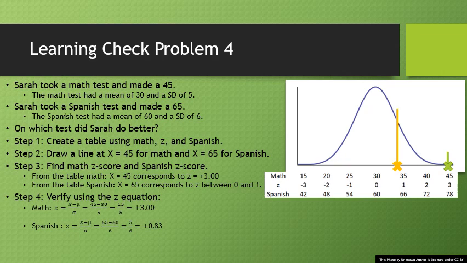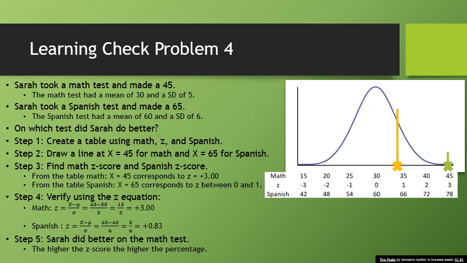So we can verify this using the z-score equation, and for math, we get z is equal to 3. For Spanish, when you put the numbers in, you get 5 over 6, which is a plus 0.83. So that also works out somewhere between 0 and 1. So which one did she do better on? Sarah did better on the math test. The higher the z-score, the higher the percentage. And a z-score of plus 3 is like 99.9% she made on that test. She did really well.